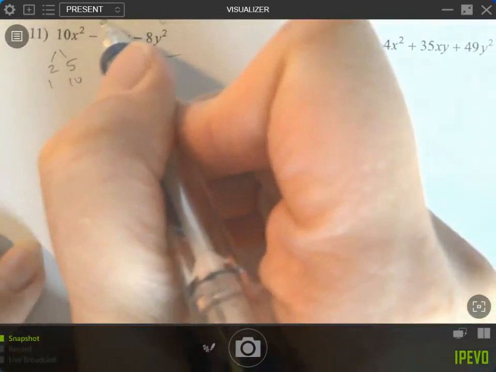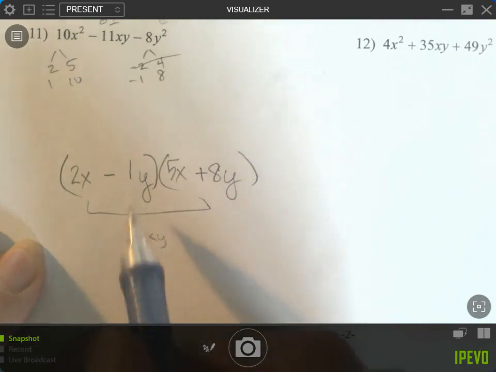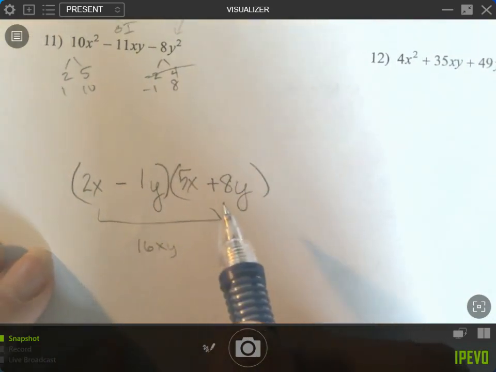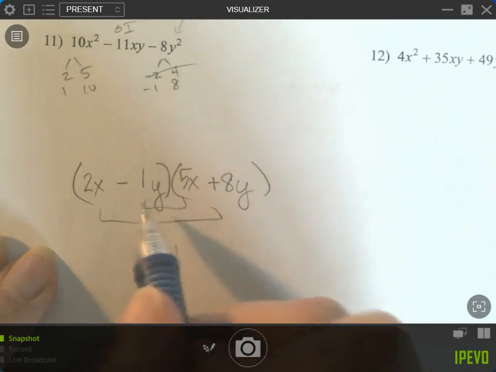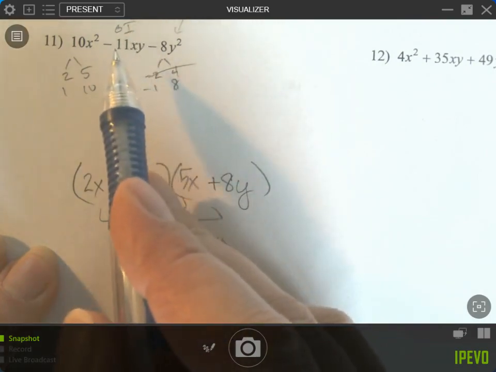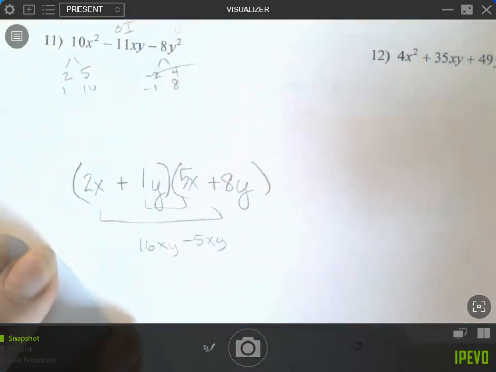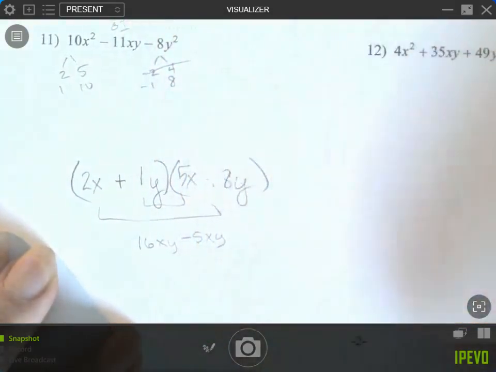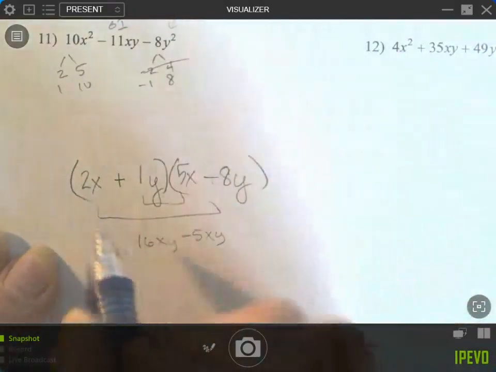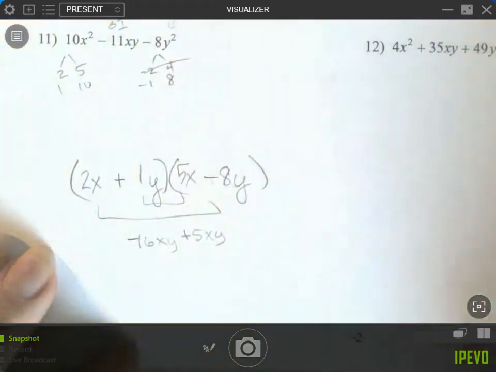When I go to do this outside and inside, this is 16xy. See how the xy comes into play? When I multiply this, this is negative 5xy. This adds up to 11. What did I want? Negative 11. So right number, wrong sign. So flip my signs and let's see if it works out. So this would be negative 16 and positive 5, and that's my total.